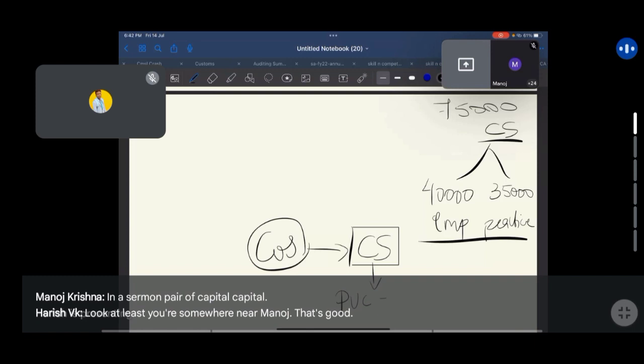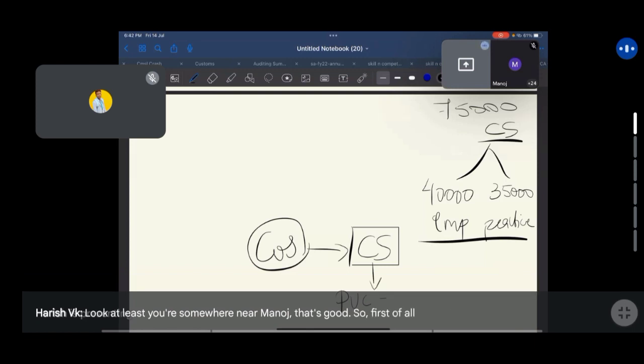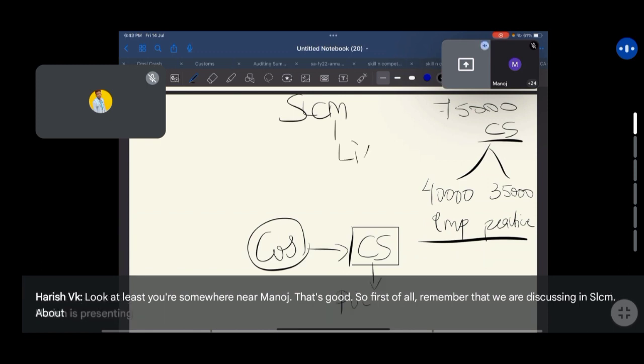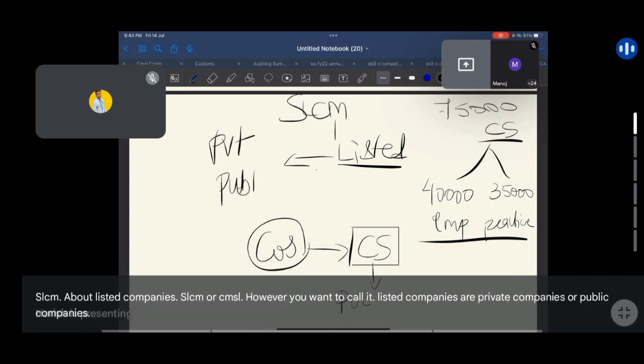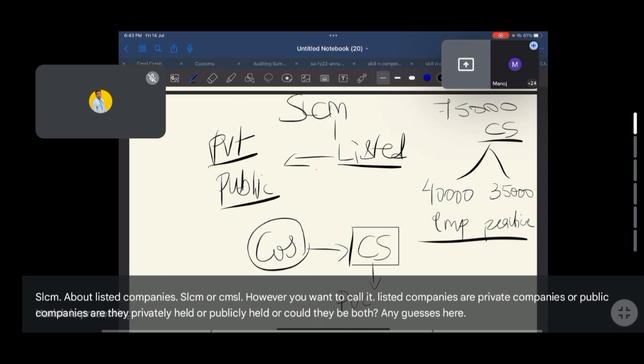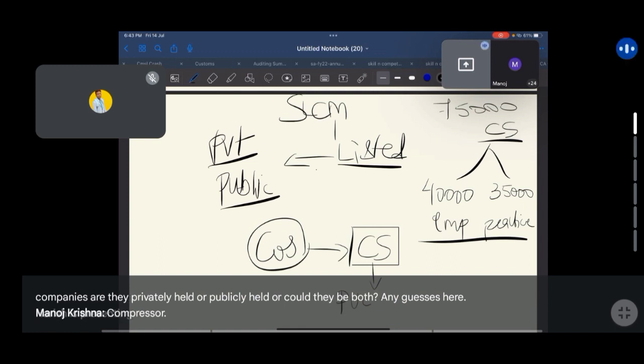That's good. So, first of all, remember that we are discussing in SLCM about listed companies. SLCM or CMSL, however you want to call it. Listed companies are private companies or public companies? Are they privately held or publicly held? Or could they be both? Any guesses here? Public companies, sir.